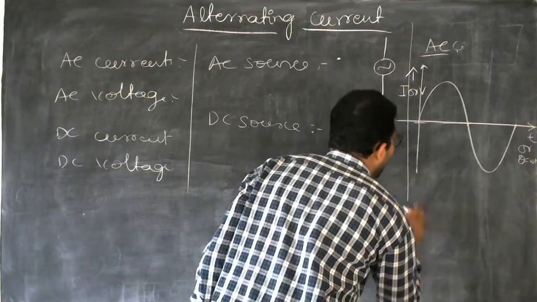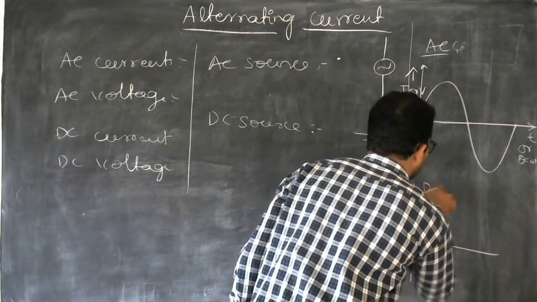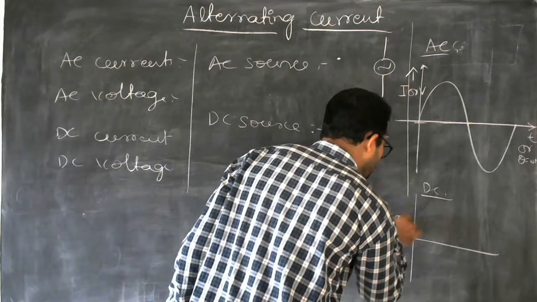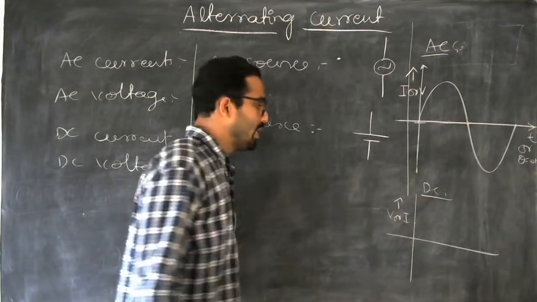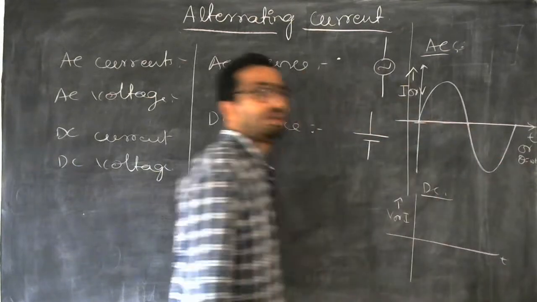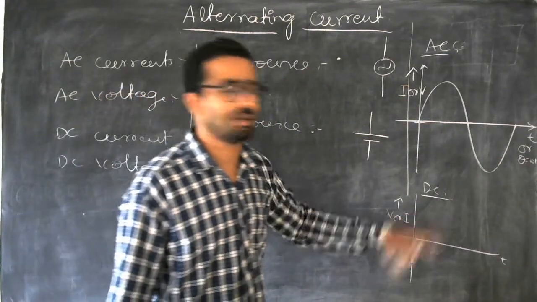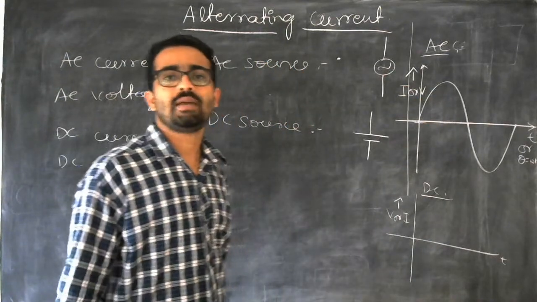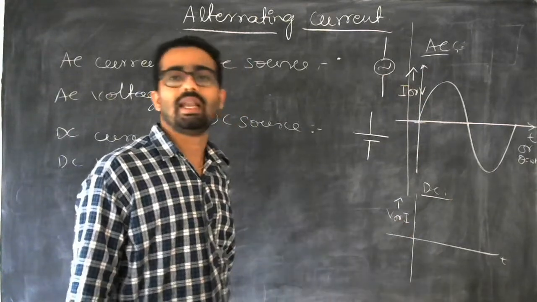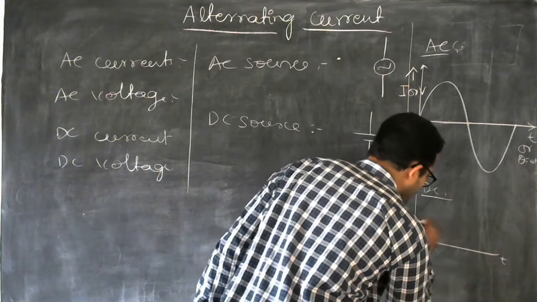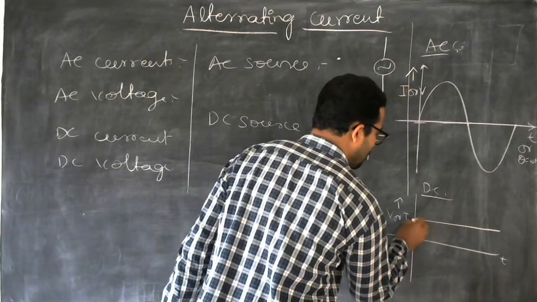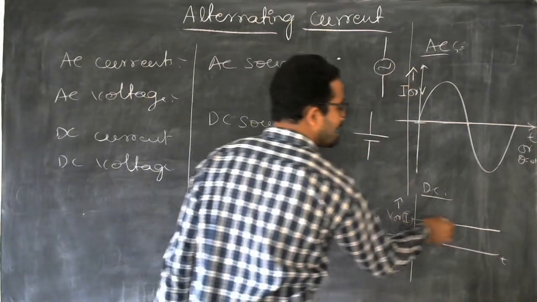And for direct current, what is the representation for DC? You can also represent DC graphically. Here also you have to take the values of V and I along the y-axis. Here you can take time, but it is not possible to take the angle here. Why? Because AC is alternating, and DC is a direct one. So see, this is the representation of direct current. If you take the value of I along the y-axis, I is constant everywhere.